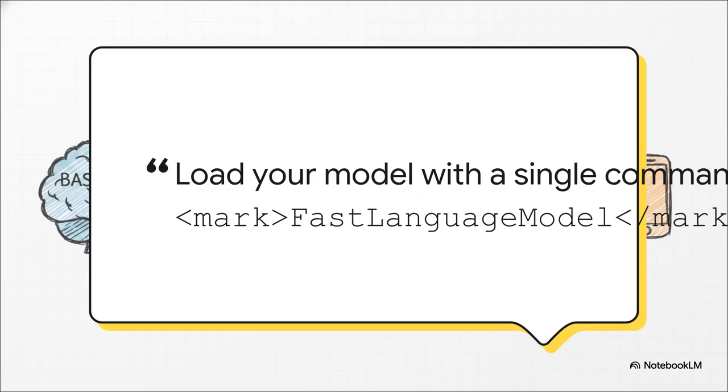Now, if you do go the code route, this is where the real magic happens. This one command, FastLanguageModel.from_pretrained, does all the heavy lifting. It automatically grabs your model, applies super efficient 4-bit quantization, and injects all of Unsloth's performance-boosting tricks without you having to configure a thing. It's brilliant.